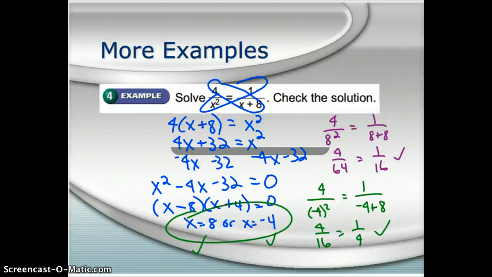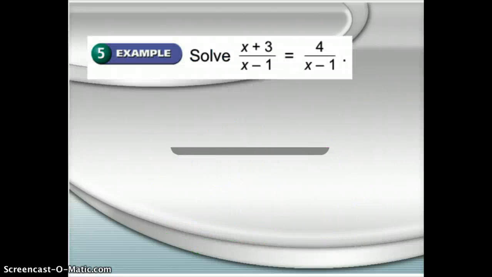All right, let's look at our last problem. Solve x plus 3 over x minus 1 equals 4 over x minus 1. Okay, now this has something that you could cross multiply. Honestly, definitely you're allowed. But if you notice, these denominators are equivalent to each other. They match, they're the exact same thing. So that just means to be equivalent fractions, these numerators need to match. So I want just x plus 3 to equal 4.